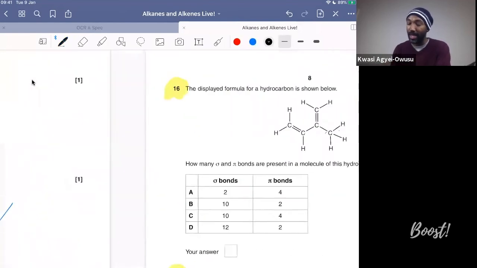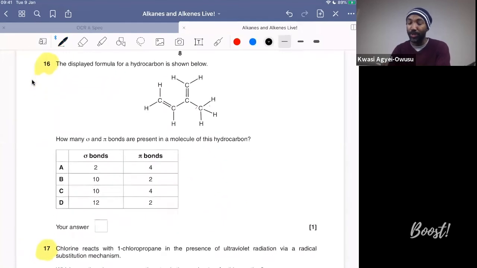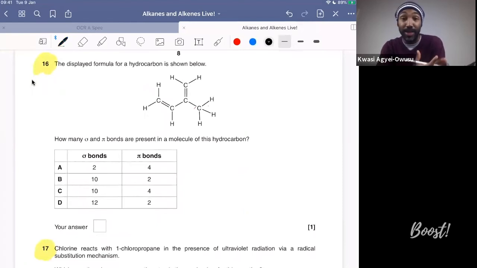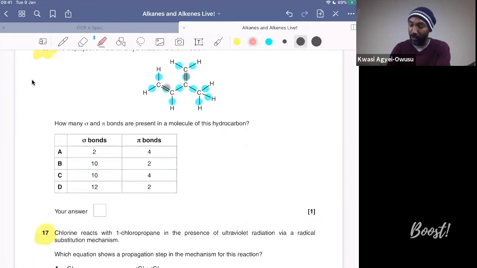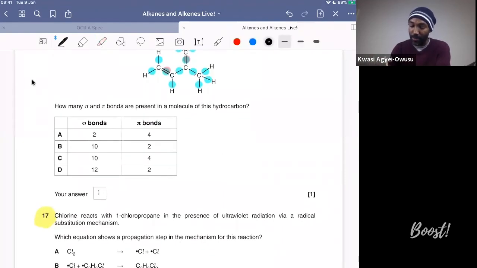Okay, and then if we look at question 16, we're shown the displayed formula for a hydrocarbon. The hydrocarbon has got double bonds, it's also got single bonds, so we've got pi bonds and sigma bonds. We're asked to count the number of sigma bonds and the number of pi bonds. So if we're counting sigma bonds first, if we use our blue highlighter, there's 1, 2, there's going to be a third one in there, 4th, 5th, 6th, 7, 8, 9, 10, 11, 12. We're going to get 12 sigma bonds, and in terms of pi bonds, we're going to have 2 there and there. Okay, so we've got 12 and 2, and the answer is, of course, D.